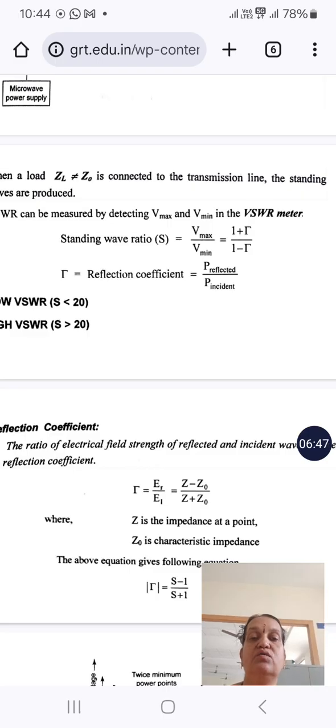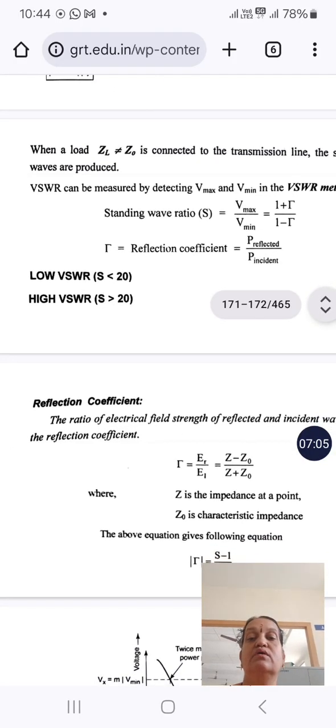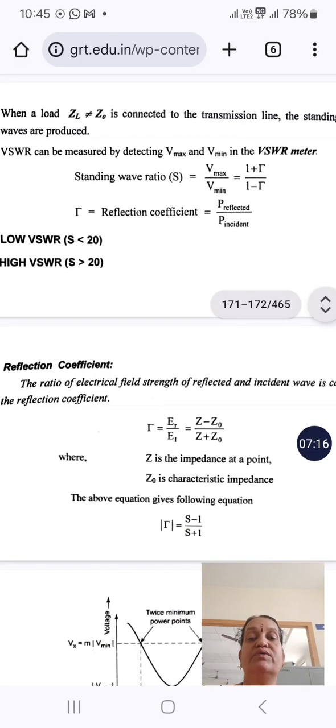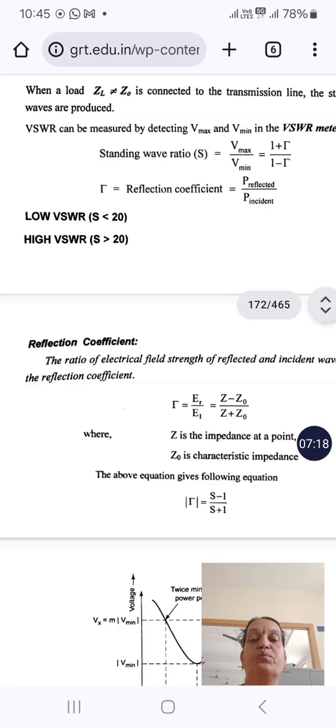The standing wave ratio equals Vmax by Vmin, which is equal to 1 plus the reflection coefficient by 1 minus the reflection coefficient. The reflection coefficient is the power of the wave reflected divided by the incident wave. VSWR can be termed a low value if the standing wave ratio is less than 20, and it is of common importance when it is greater than 20.